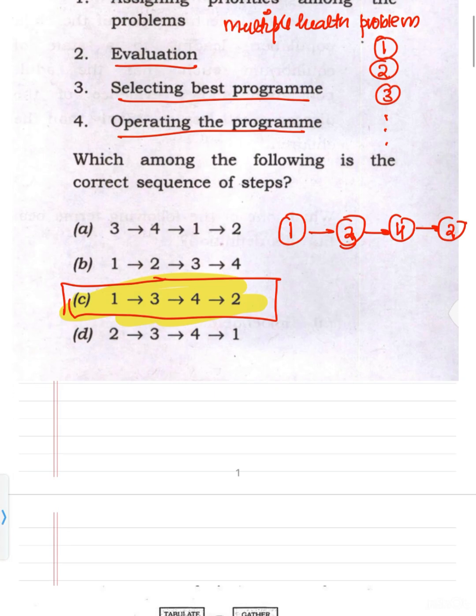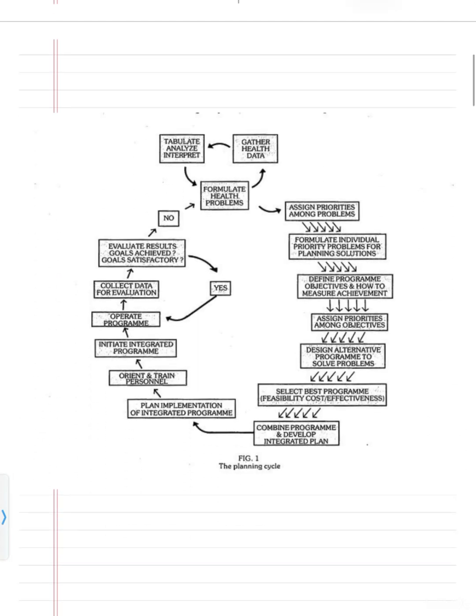Now coming to the planning cycle. This question was taken from the Parks textbook. So what is the first step? Formulating health problems. We have to formulate what all health problems we have in the community. For that we can gather health data, tabulate the data, analyze the data, and then interpret the data, and then formulate the health problems. So we have health problems now.